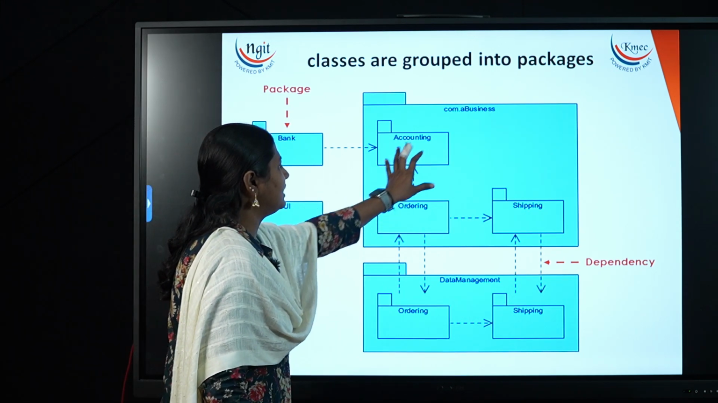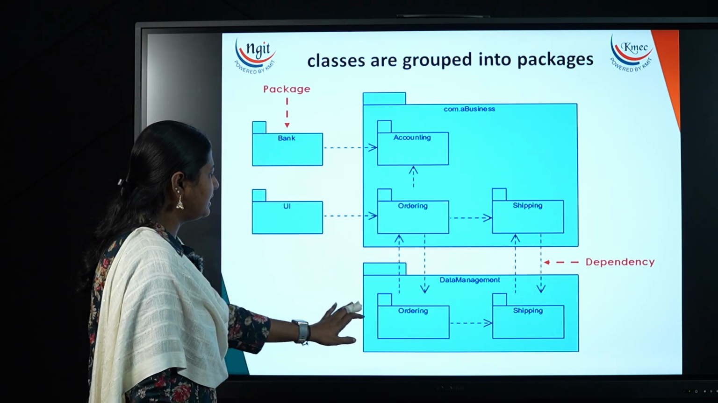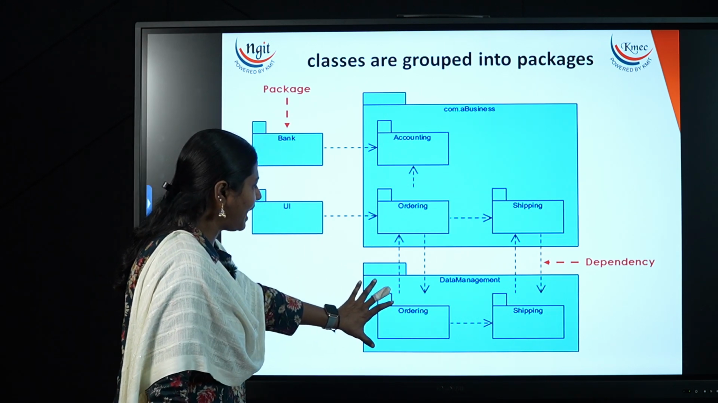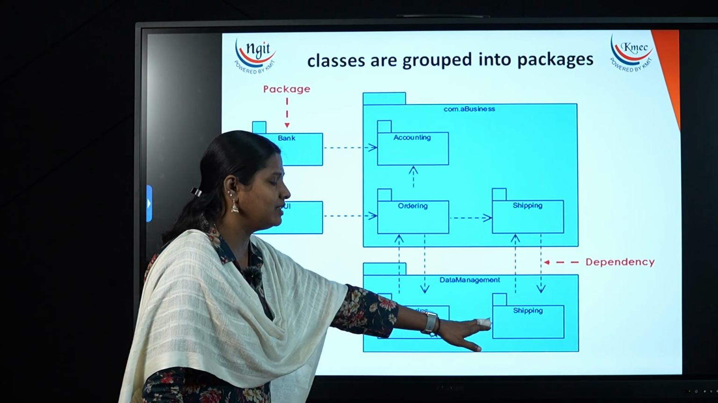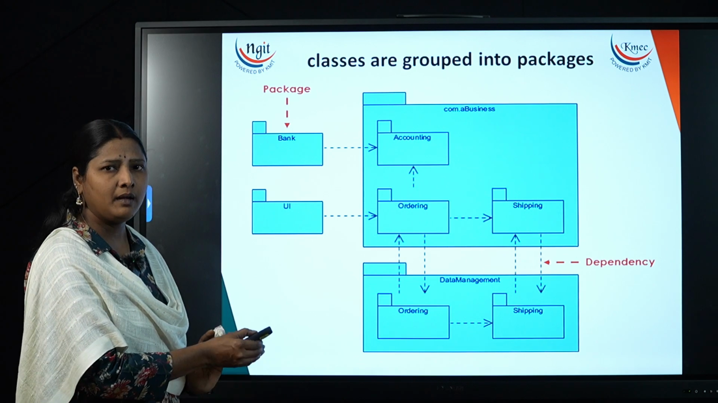So all these are the related packages which are grouped into one pack. Whereas the other one, the databases, maintaining the information. So this particular package is related to only the databases, and here we can see one is the order and the one is the shipping. So the information related to the shipping and order is grouped into one package.